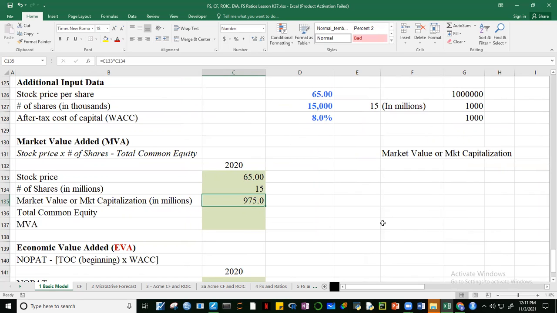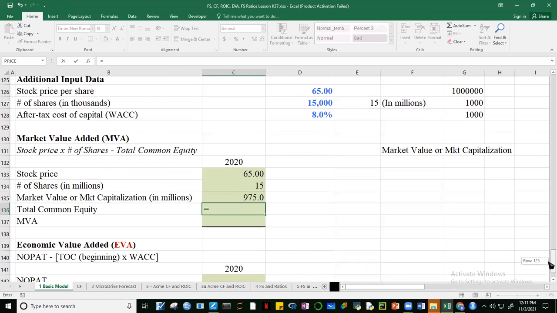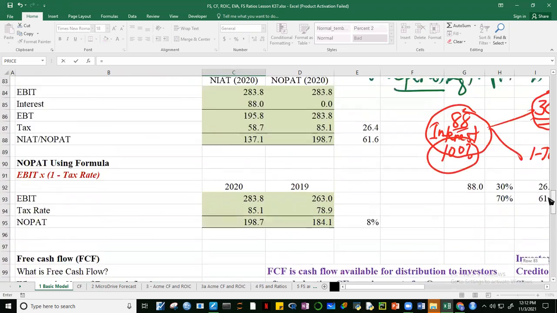Again, how do we compute for market capitalization? We have to know the stock price, which we get from the stock market. How much was the stock price on December 31, 2020? And how many shares outstanding does the company have? 15 million. So when we multiply 65 times 15, that's now the market capitalization. What we do with the market capitalization is we compare that with the book value. How much is the total common equity or the value of the capitalization in the balance sheet? So we take a look at the balance sheet.